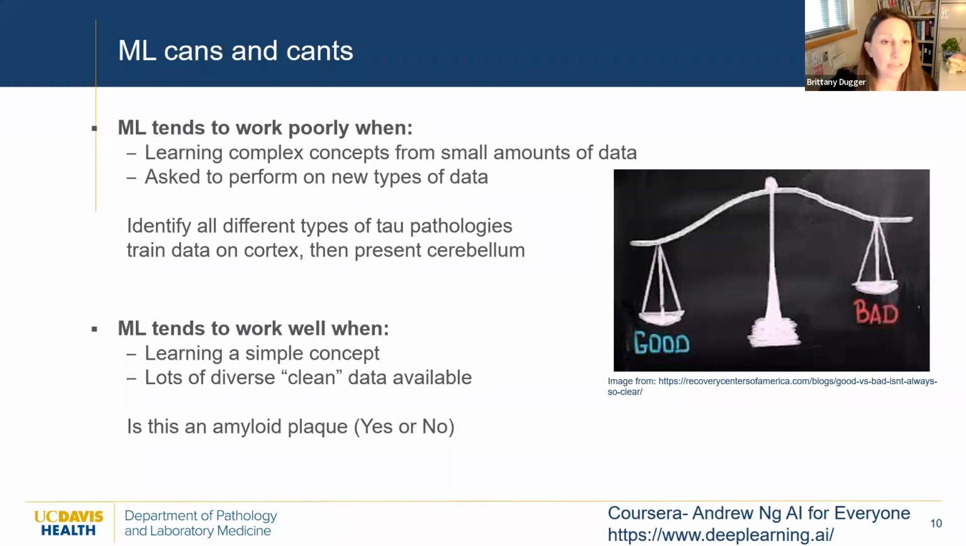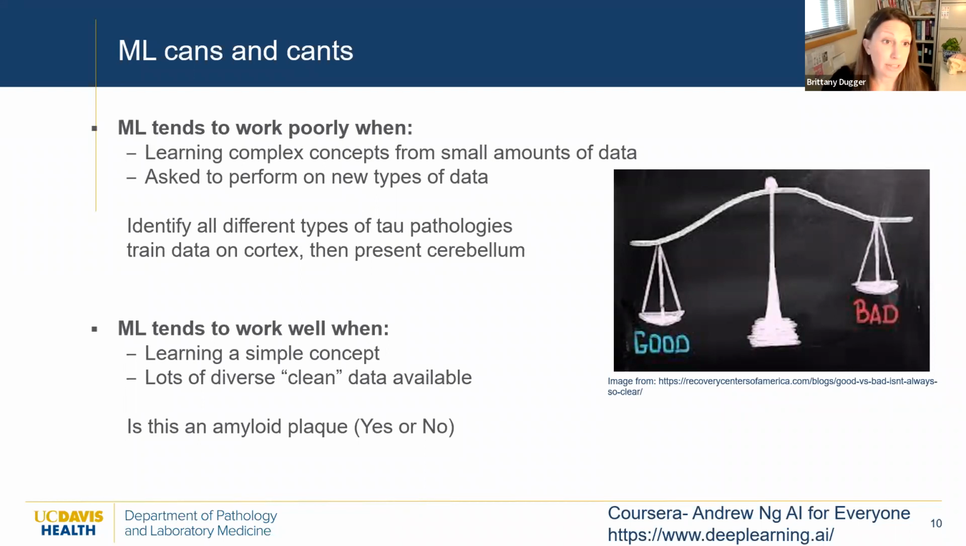So with machine learning, it tends to work poorly, and notice I'm being very lenient on that word learn, when it's trying to learn complex concepts from a small amount of data, or asked to perform on new types of data. So I gave an example here: you give a couple different examples of tauopathies. You give it some R-tag, a pre-tangle, a full-blown tangle, a ghost tangle, whatever. And then, hey, can you identify all the different types of tau pathologies? Machine learning will probably work poorly on that.